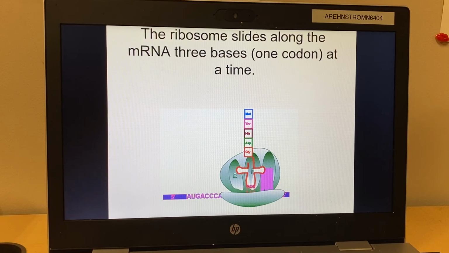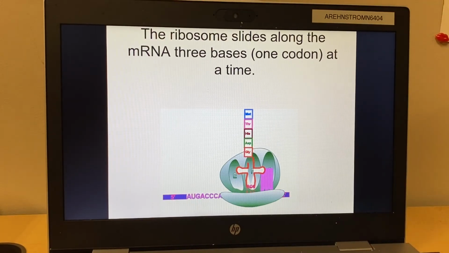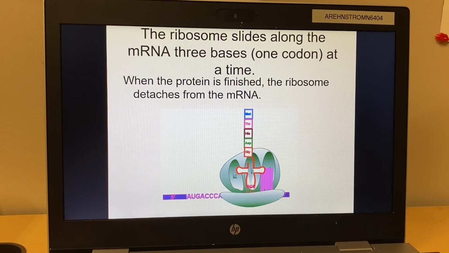Okay, so the ribosome is sliding along the messenger RNA, 3 base pairs or 1 codon at a time. And when the protein is finished, when it reaches the end of the messenger RNA, the ribosome simply detaches, goes back to being its separate subunits. The messenger RNA is degraded, and then the nucleotides are recycled, and the protein floats off to wherever it's destined to be and is able to be functional.